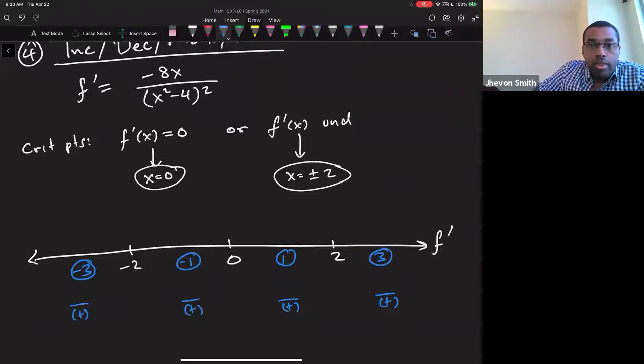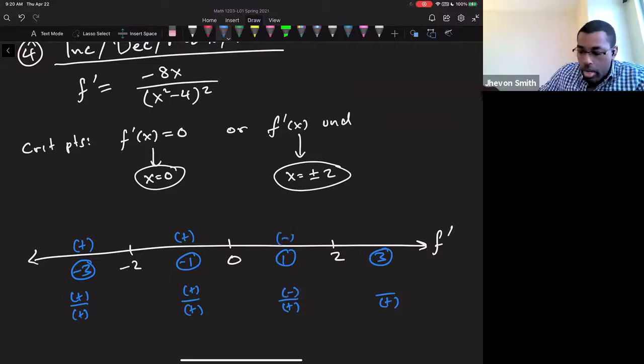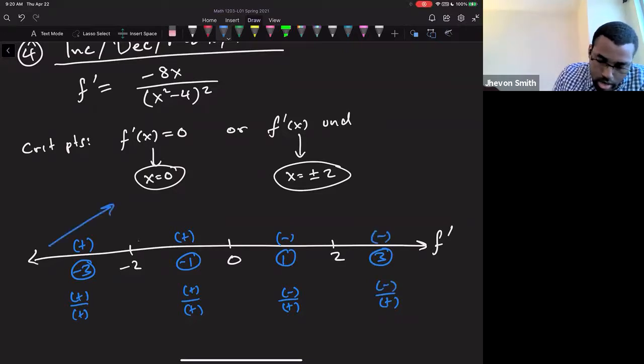So if I plug in -3 into -8x, I get a negative times a negative, which is a positive. So that's a positive over here. And so that's overall a positive. If I plug in a -1 into -8x, then overall that is a positive. So it's a positive here. I plug in positive 1 into negative 8x, I get a negative. If I plug in positive 3 into negative 8x, I get a negative. So we're increasing, increasing, decreasing, decreasing.